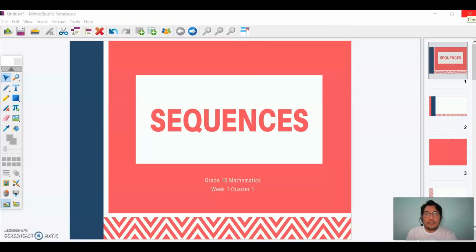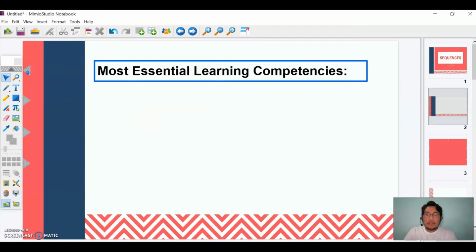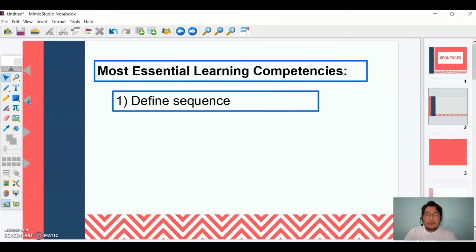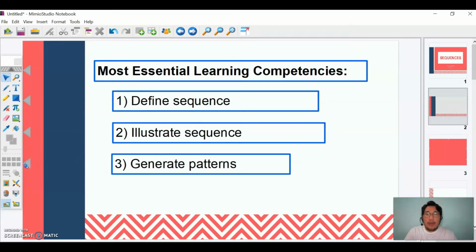So our topic for today is about sequences. This is the first topic in the first quarter of grade 10 mathematics. So now, what are our objectives for this discussion? These are the most essential learning competencies. We have the first one, which is to define sequence. Next, illustrate sequence. And then the third one, you must generate patterns.